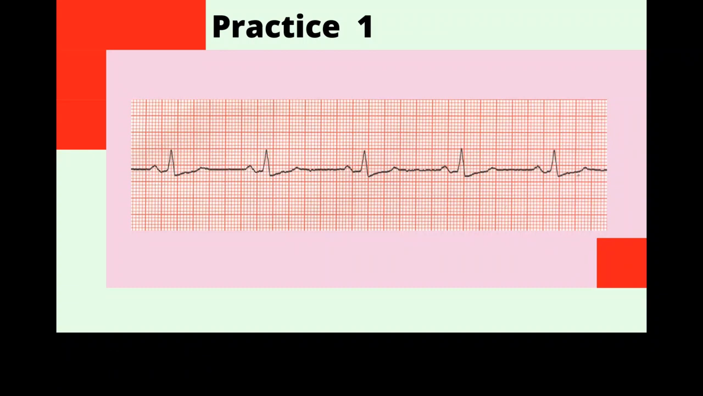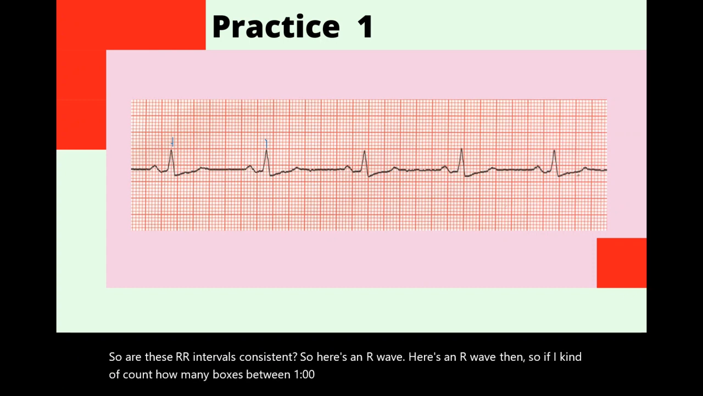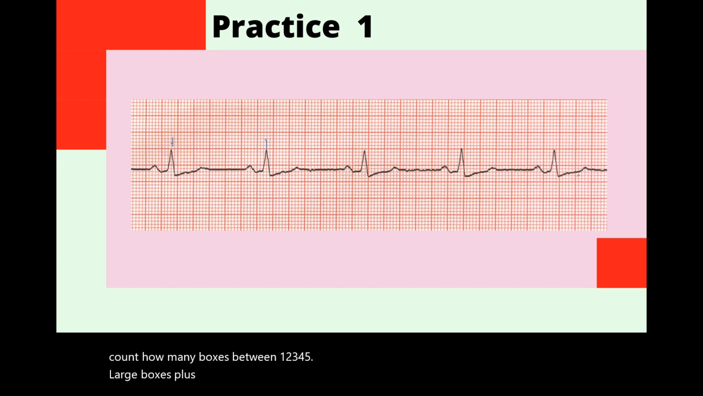Okay, so example number one. If we look at this strip here, the first thing we want to look at is regularity. So are these R to R intervals consistent? Here's an R wave, here's an R wave. If I count how many boxes between, 1, 2, 3, 4, 5 large boxes plus about 5 small boxes more, so that's 30 small boxes.